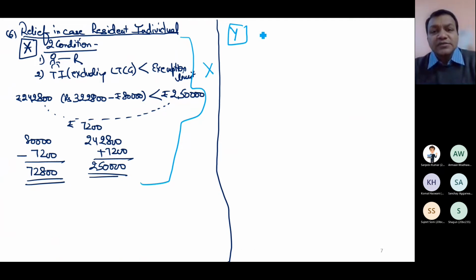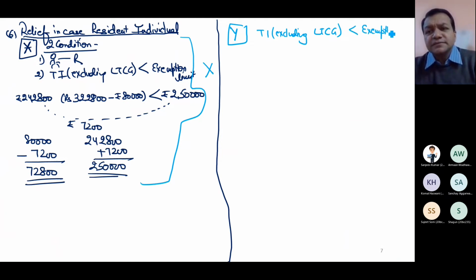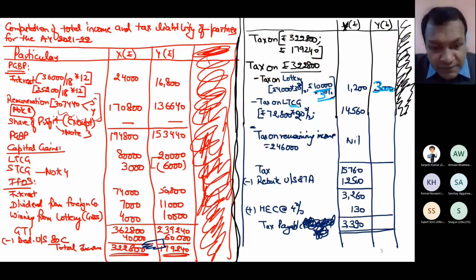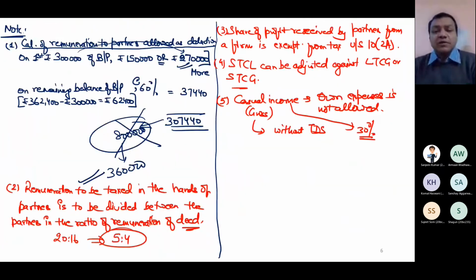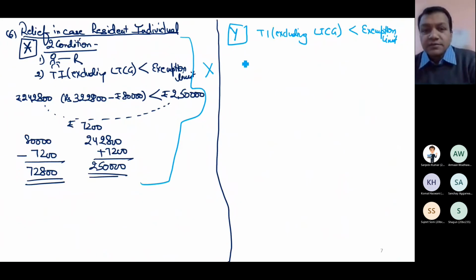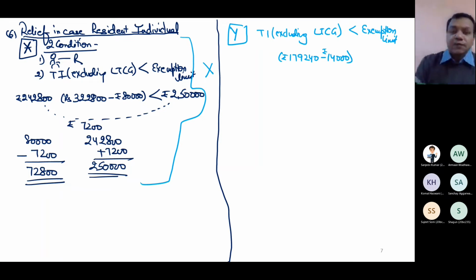Total income excluding LTCG. Is it less than exemption limit? Answer is yes. So how much is total income excluding LTCG? Total income is 179,240 minus how much? Can you tell me minus how much? So minus 14,000, because already 6,000 has been set off.